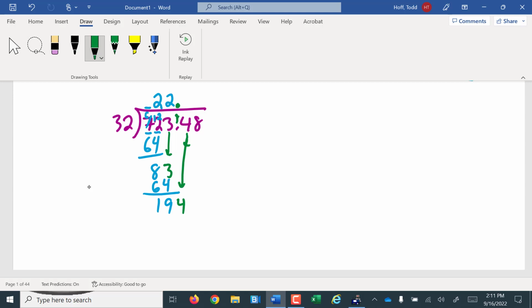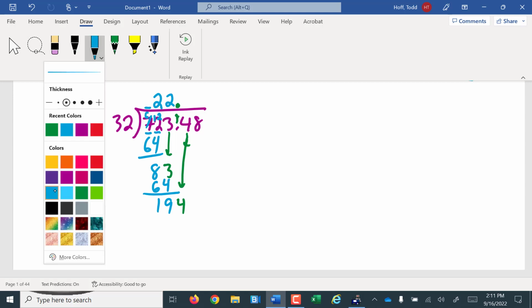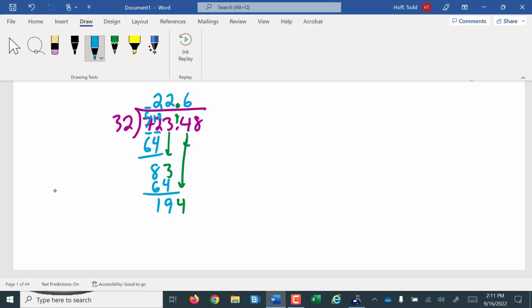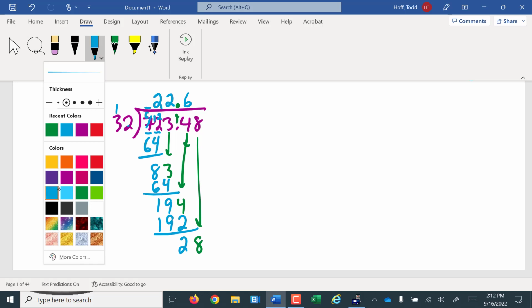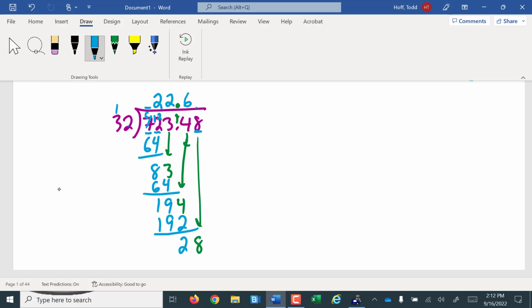32 into 194. Let's try 6. What's 6 times 2? 12, so 2 carry the 1. 6 times 3? 18 plus 1 is 19. That does work. And there's 2 left over. Now we'll bring down the next digit, the 8. Does 32 go into 28? No. Now we use the 8, so we have to have something above it, so we put in a 0.